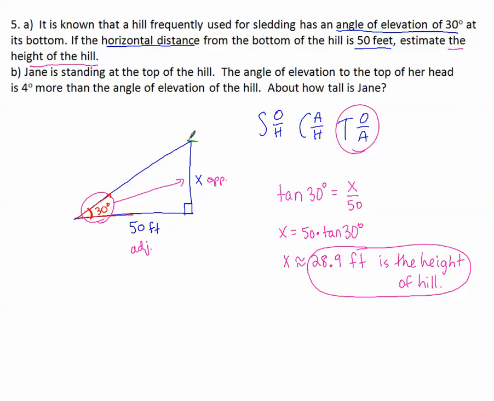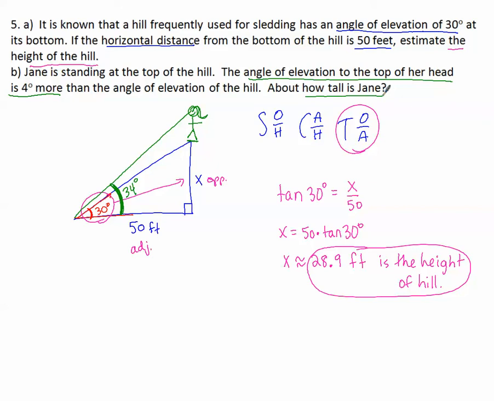Okay, so if this is the top of the hill, Jane might be like this. The angle of elevation to the top of her head is 4 degrees more than the angle of elevation of the hill. So if the angle of elevation of the hill was 30 degrees, and now we draw a line to the top of Jane's head, now this angle is 4 degrees more. So it was 30 degrees. What's 4 degrees more? That's right, 34 degrees. About how tall is Jane?